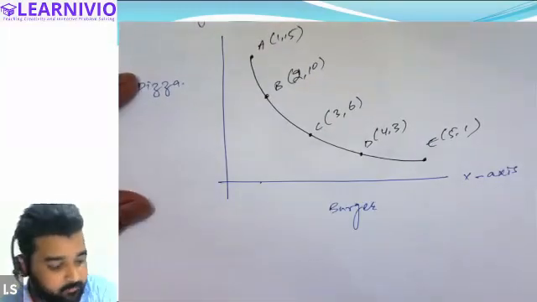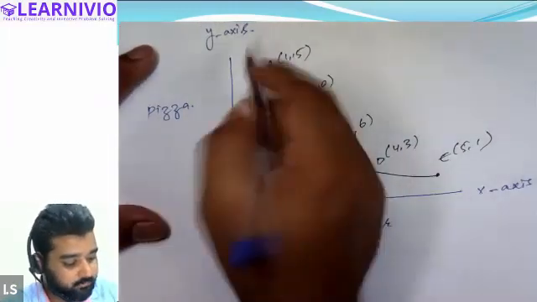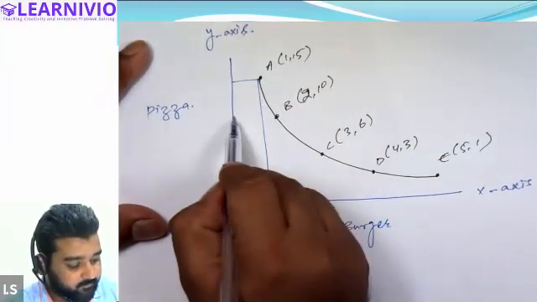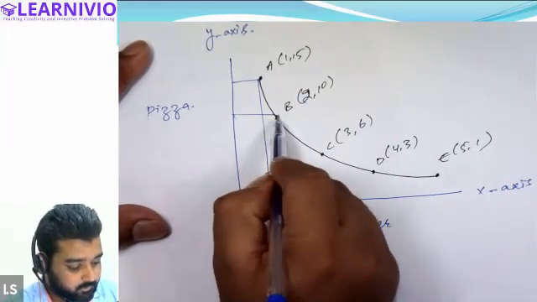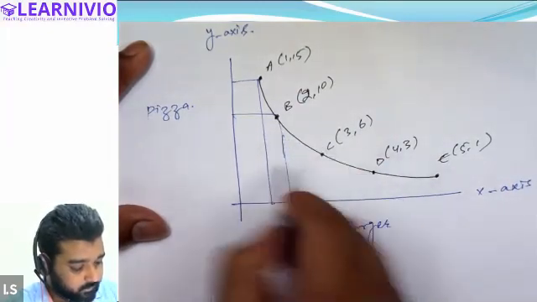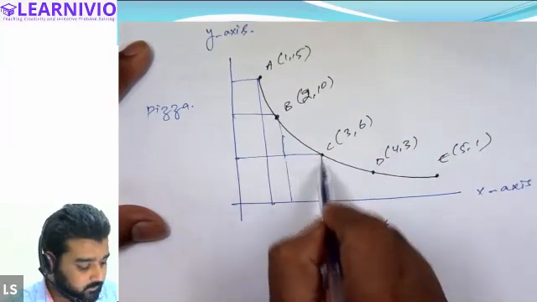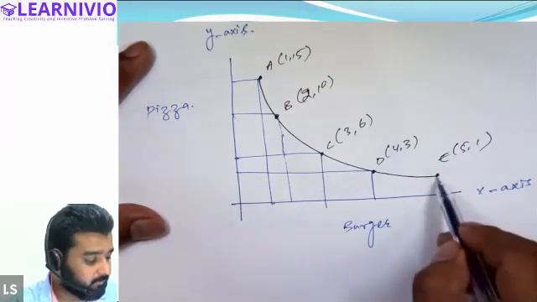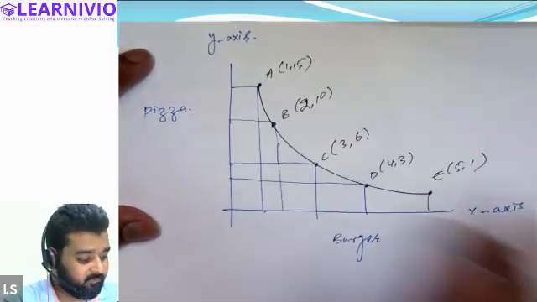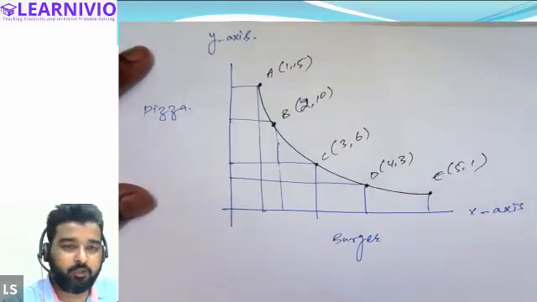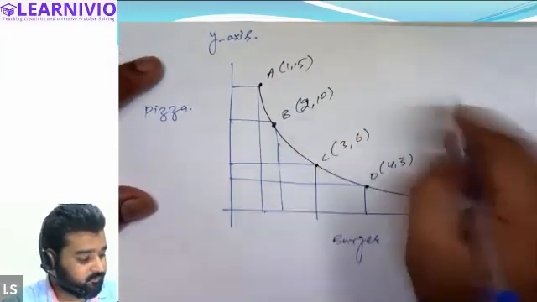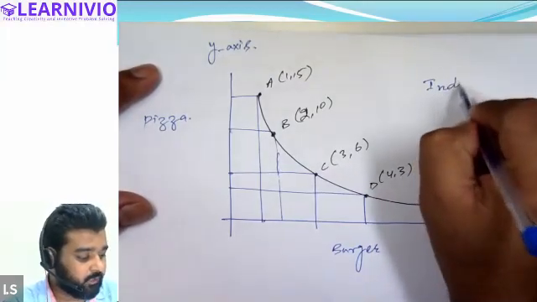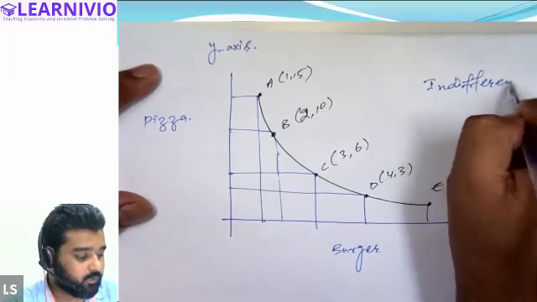So what we have done is present different combinations on the diagram. Suppose this is 15 and this is 1. Then we have 10 and 2. Then we have 6 and 3. We have presented all the combinations like this, and by presenting all of them on the diagram, we have interconnected them through a line which forms a convex shape curve. This shape is called the indifference curve.